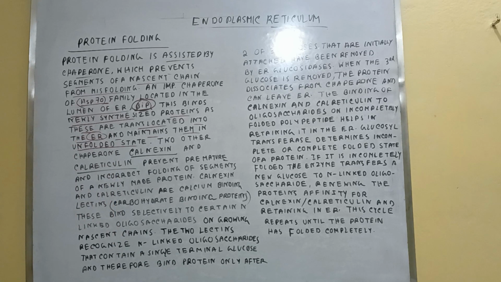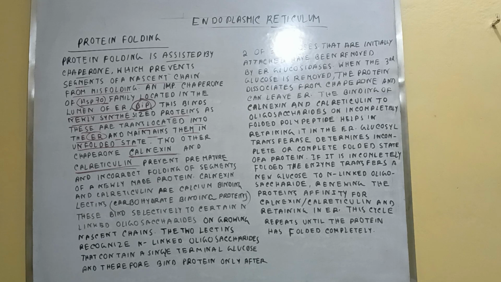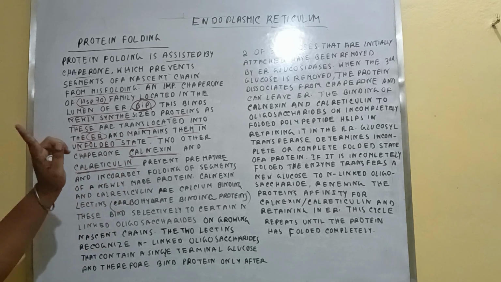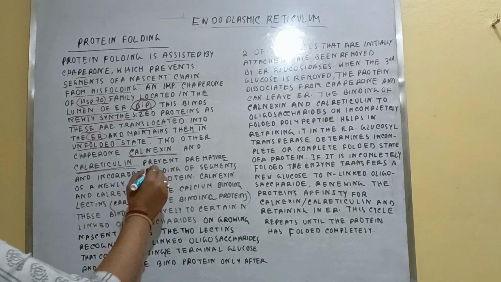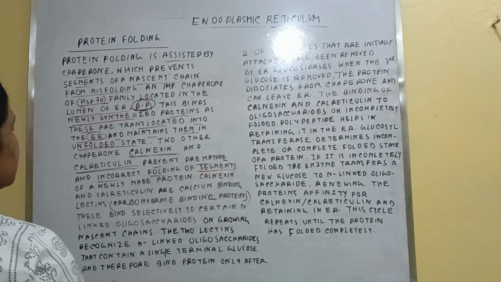Clear? Another two chaperone molecules, very important, are calnexin and calreticulin. These are two chaperone molecules present in the endoplasmic reticulum, and they prevent premature and incorrect folding of the segments.